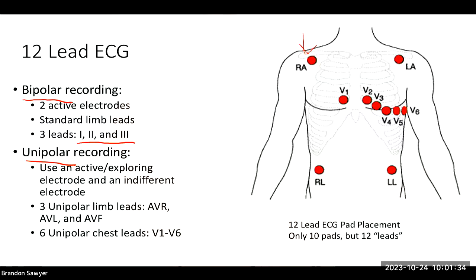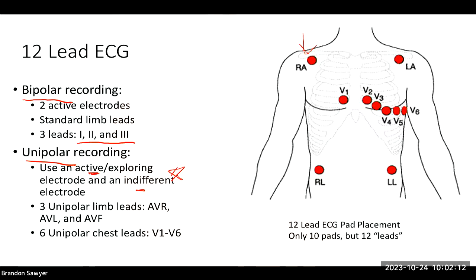With unipolar recording, it uses what's called an active electrode, but also what's called an indifferent electrode. With this, we have three unipolar limb leads: AVR, AVL, and AVF. Again, those aren't the same names as the pads, because we're talking about a lead, a spot between two. And then there are these six unipolar chest leads, and those do correspond with the names of the pads as well. We'll talk about what it means to have this indifferent electrode in a second.